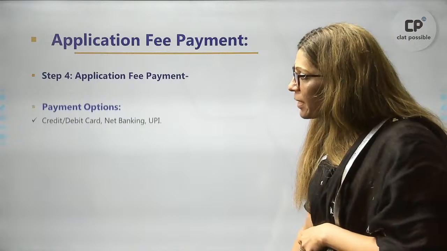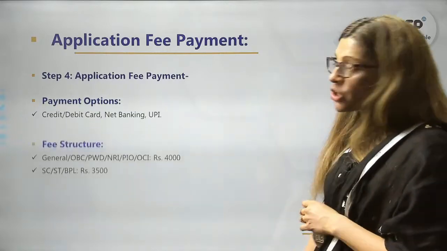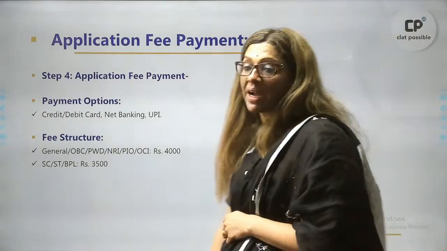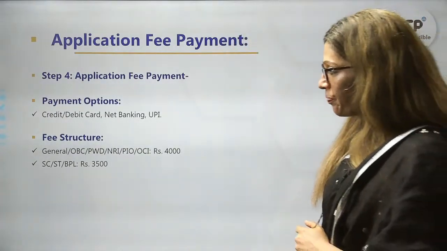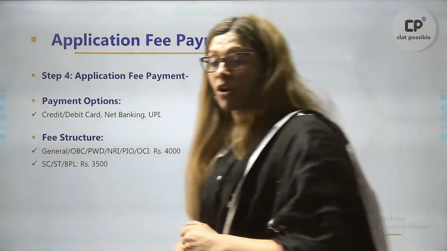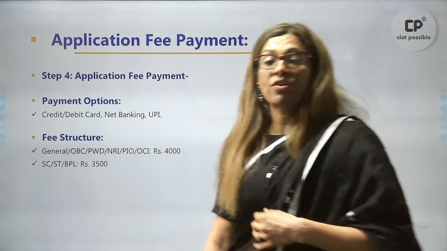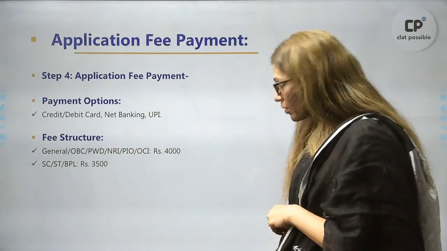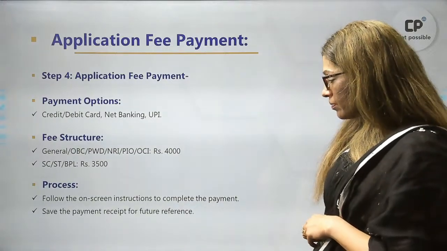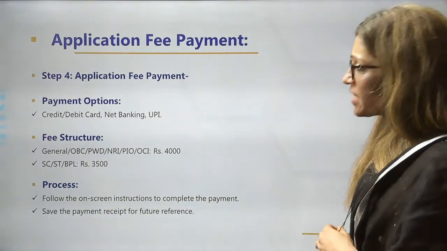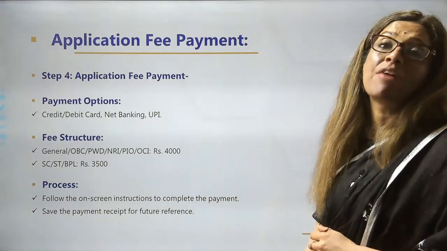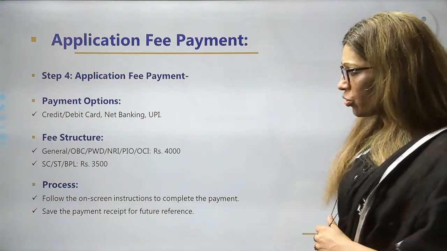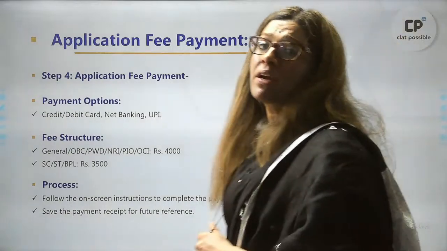Then step 4 is application fee payment. The options given for application fee payment are net banking, debit or credit card, or even UPI. The fee for filling the CLAT form is 4,000 rupees for general category students and 3,500 rupees for reserved category students. The fee payment is a very simple process. You have to punch in your card details or make transfers through UPI, which you keep doing for all your online shopping, and it follows pretty much the same order. There is a payment gateway and you go ahead and do the payment.